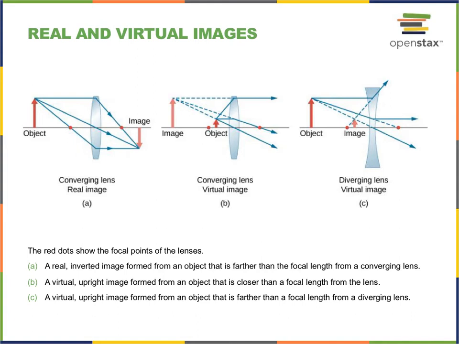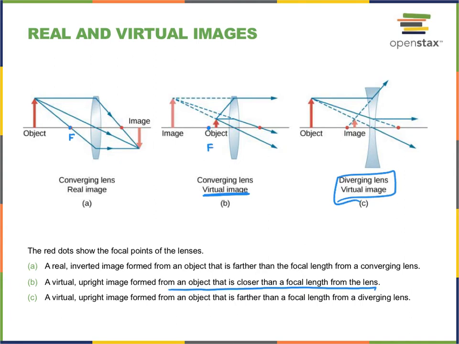So now here's a comparison. The last two slides led us to believe that a converging lens will always give us a real image and a diverging lens will always give us a virtual image. Well, it is always true that a diverging lens will give a virtual image, but there is the possibility that a converging lens will give a virtual image, and that only happens when the object is closer than the focal length from the lens. So notice here, here's the focal point right here and here.